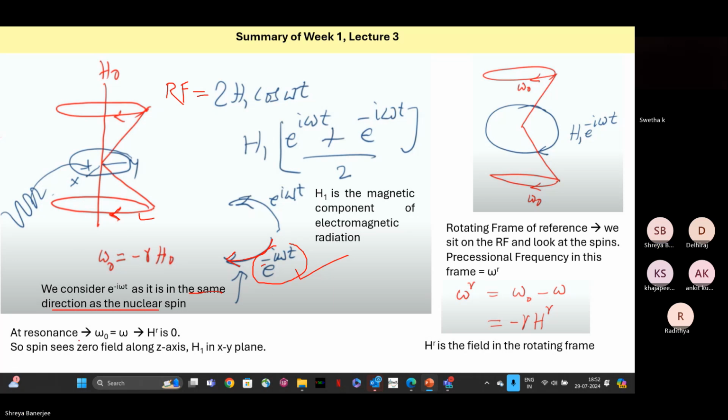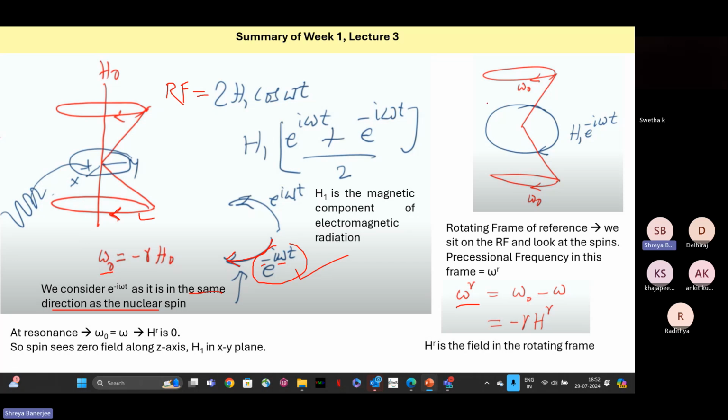Now, in resonance, we have the Larmor frequency, which we already saw is minus gamma H0. When the Larmor frequency and the frequency of this radio wave, that is omega naught and omega, are equal, we can write the difference between omega naught and omega as omega R. Omega R is the frequency in the rotating frame of reference.